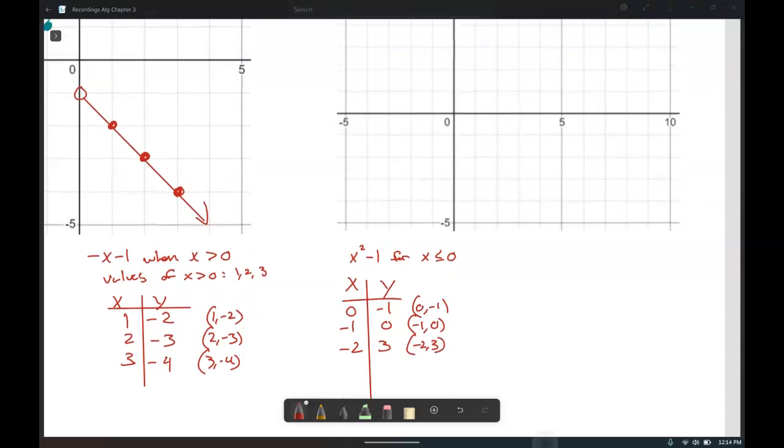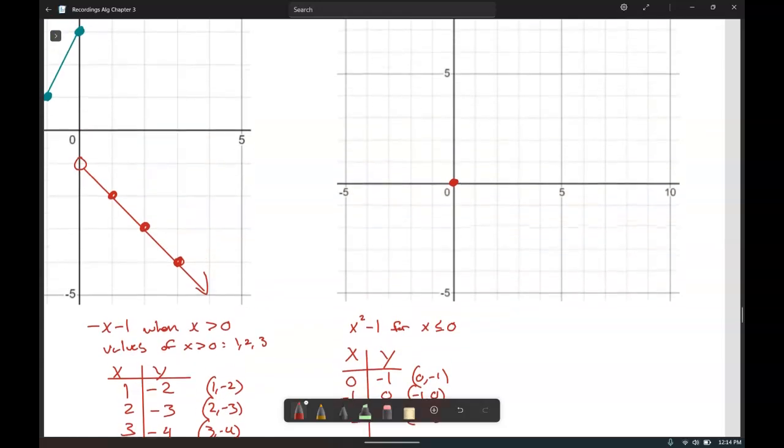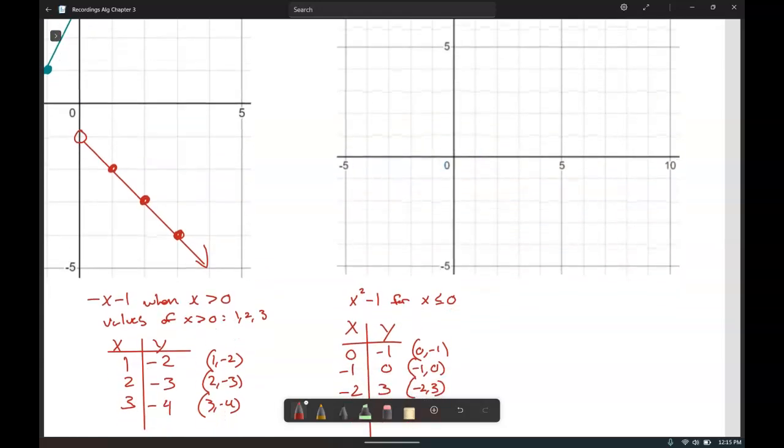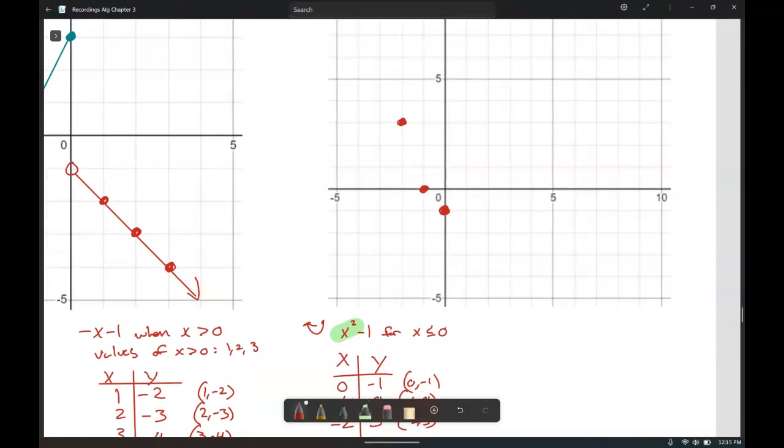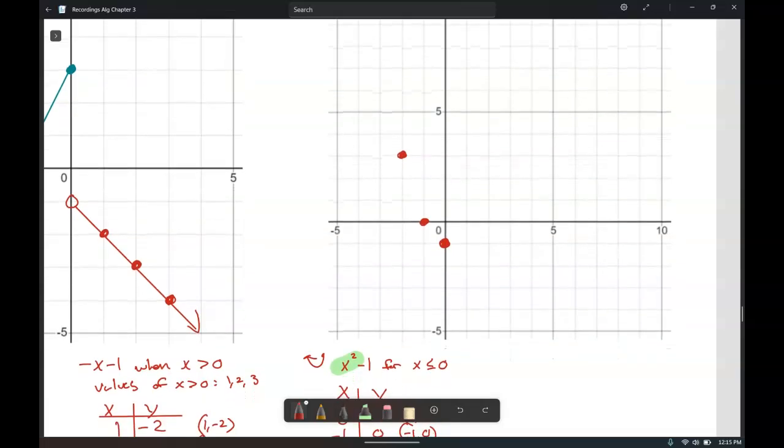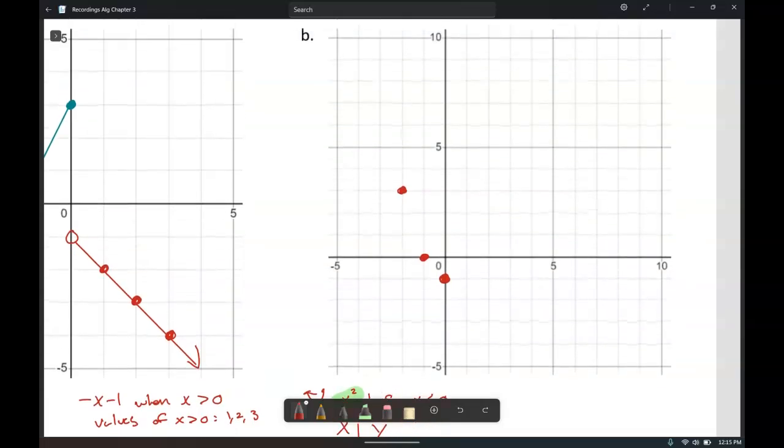So we'll go ahead and plot those points there. Negative 1, 0, and negative 2, 3. Now remember, this is a quadratic equation, so quadratic equations have the U shape. And so we kind of see that U shape forming here. And so we're going to continue that U shape. But again, it's only for values of x less than 0.